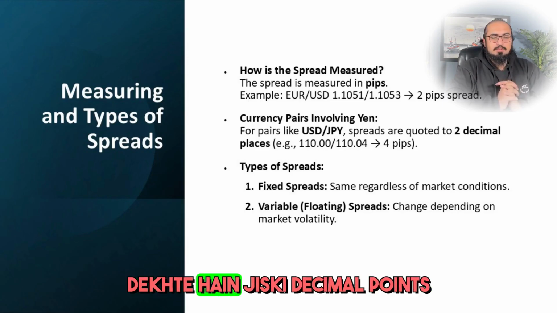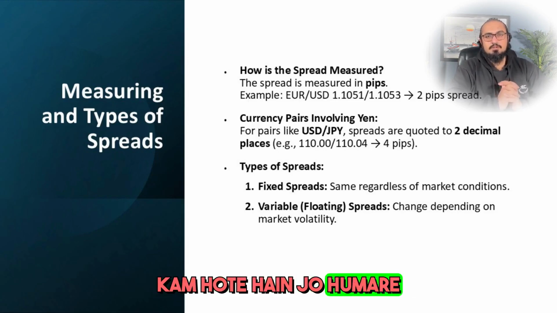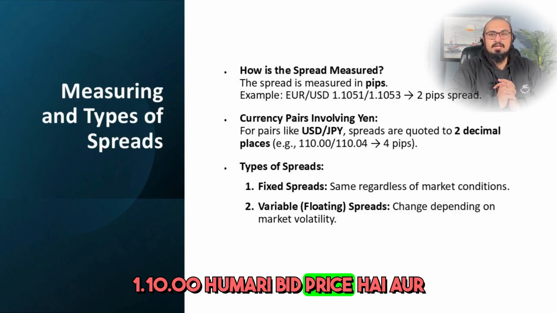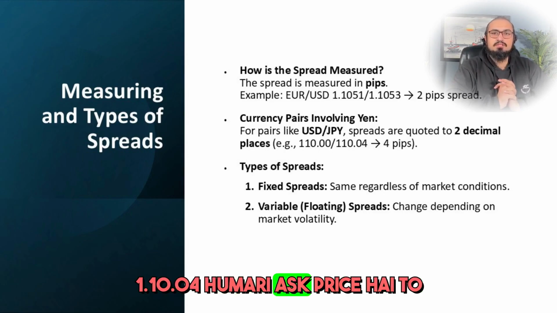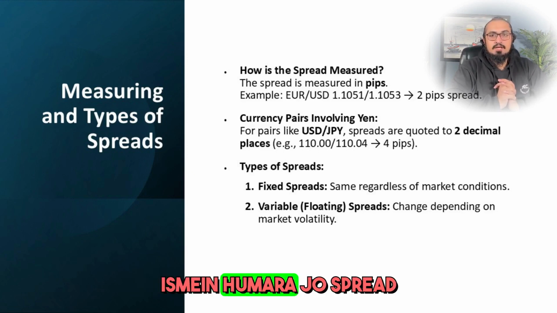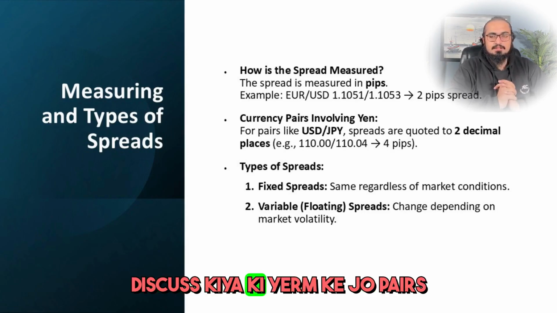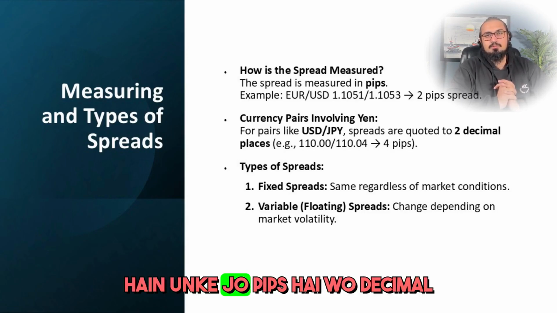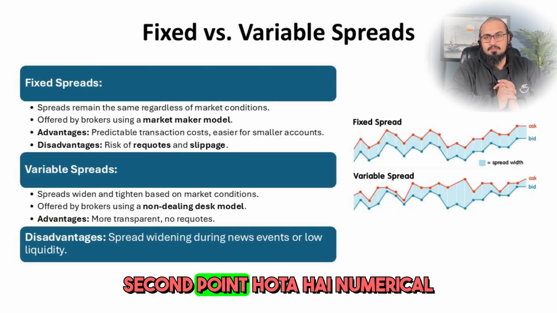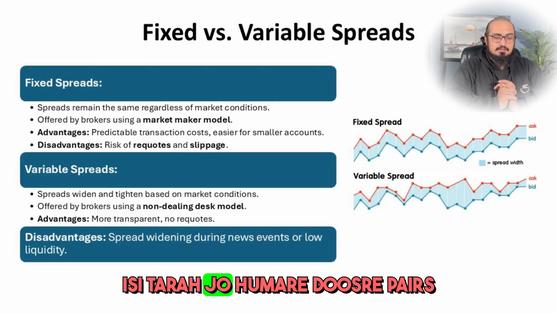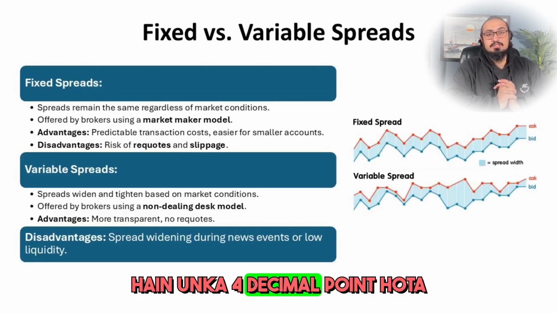Similarly, for example, you look at something with fewer decimal points, like USD JPY. Now, if the USD JPY bid price is 110.00 and the ask price is 110.041, in that our spread is 4 pips. It was discussed that the yen pairs have their pip at the second decimal point. Similarly, our other pairs have 4 decimal points.